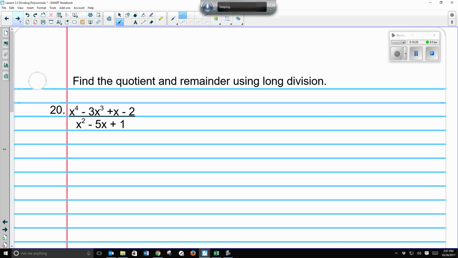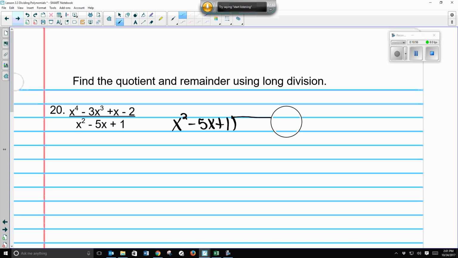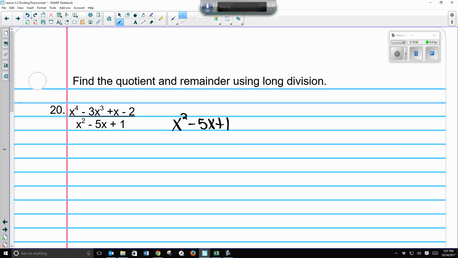This is the divisor. This is your dividend. Let's go ahead and check and see if we're going to have any placeholders. 4, 3, we don't have 2, we have 1, and we have 0. So we're going to have the placeholder right in here. So x squared minus 5x plus 1, and the best advice that I can give you on long division is to be neat and careful. So good luck to some of you.